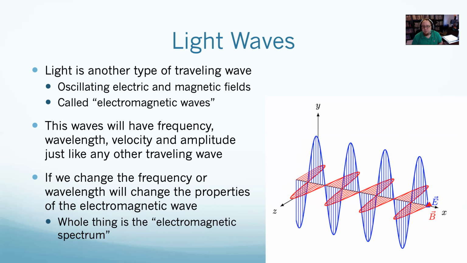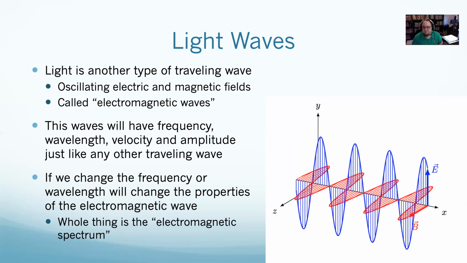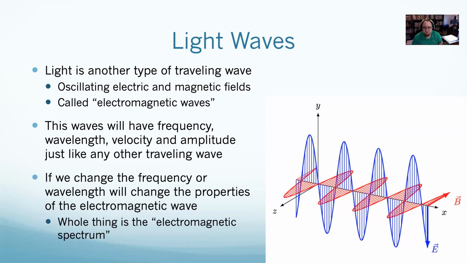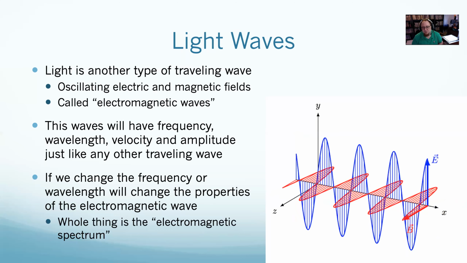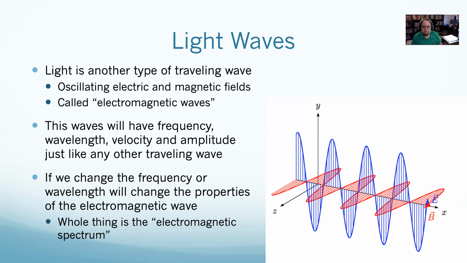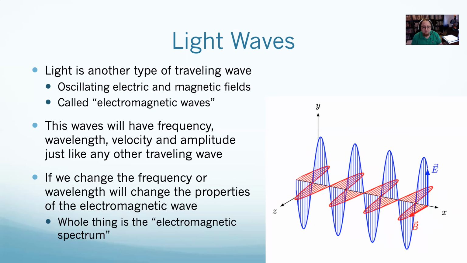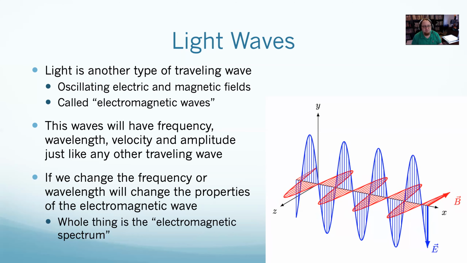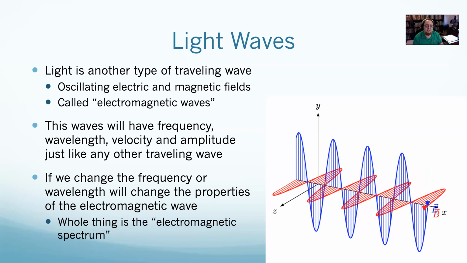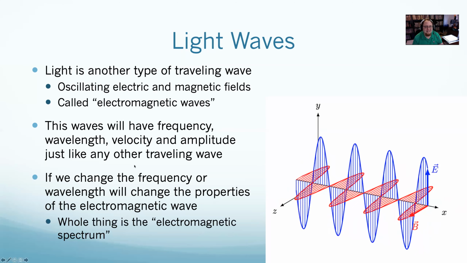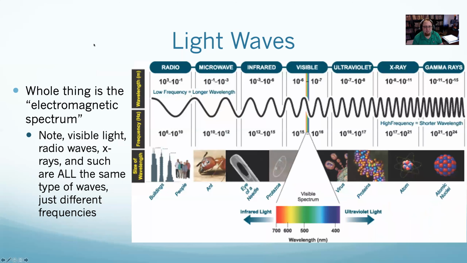Of note, the electric field and the magnetic field, where B stands for magnetic field for the record, will have the exact same frequency and amplitude as each other. For that reason, we normally just talk about the electric field to do one or the other. If you start messing with the frequency or wavelength of an electromagnetic wave, you can start changing the properties. And what this does is fill out the whole thing called the electromagnetic spectrum.